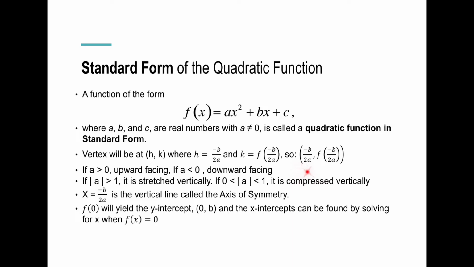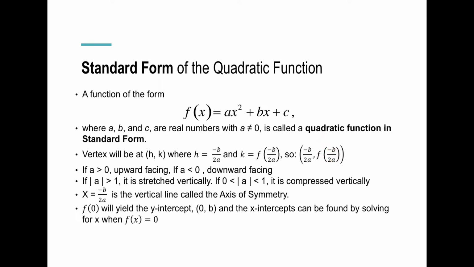And so the vertex will be located at the opposite of b over 2a. Whenever we see a negative in front of a variable, it's helpful to think of it as meaning the opposite sign of. So if this is a subtraction of b, then we would take the positive. If this is a plus b, we would take the negative of b and divide that by 2a. And then find f of negative b over 2a.